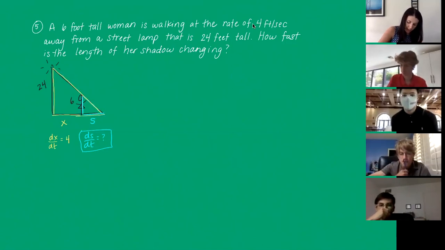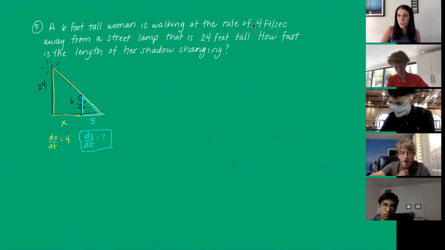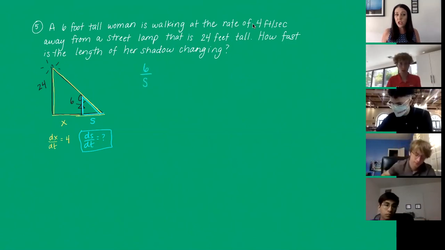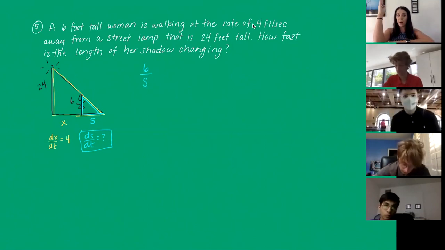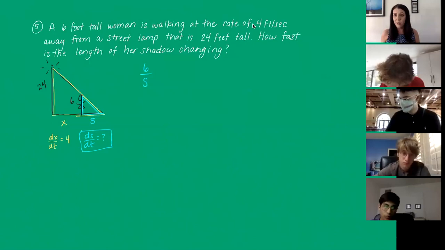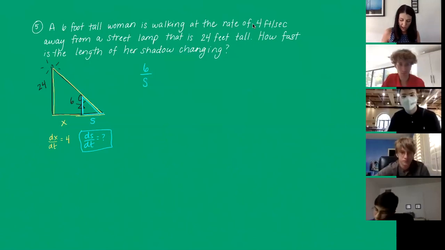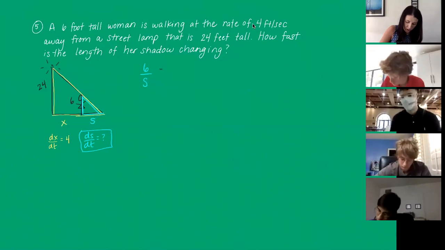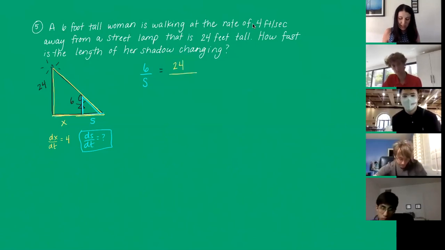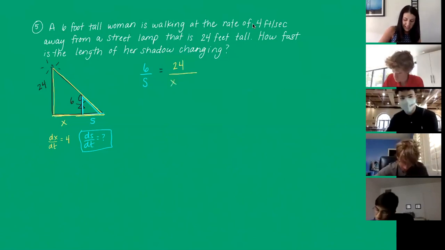The way that we would set up those proportions, and you can pick which thing you put in the numerator and the denominator, doesn't matter, as long as they're consistent. 6 over s, however tall the woman is, based on that part, since we have the exact same angle, 6 over s is going to be equal to 24 over the entire base. And the entire base is not x, the entire base is x plus s.